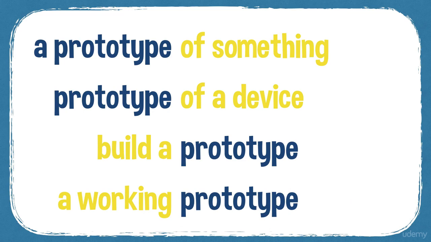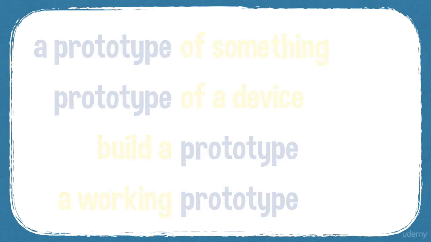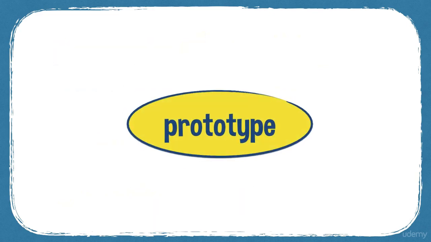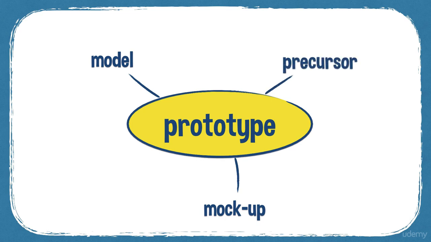So, for example, the car we looked at was a working prototype. It worked. It wasn't just a model. It does something. So model is sometimes a synonym of prototype, but a model doesn't necessarily work. It just might look like the finished product. A mock-up, possibly a precursor of a finished product.